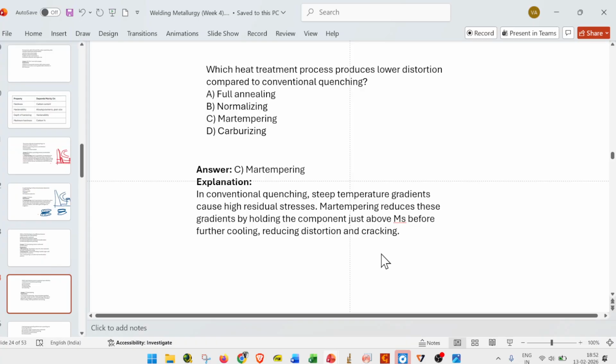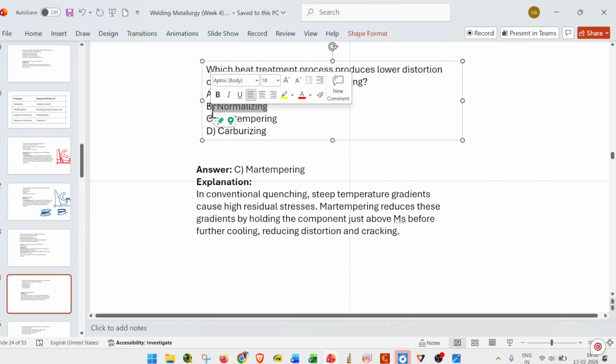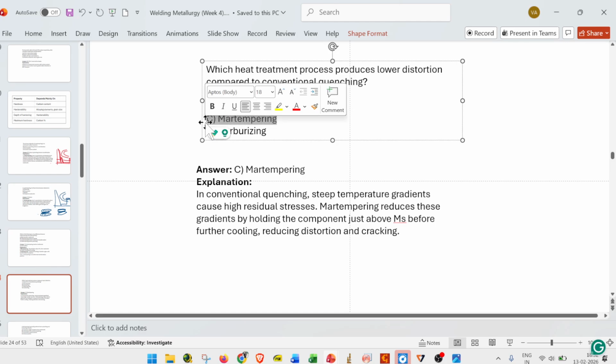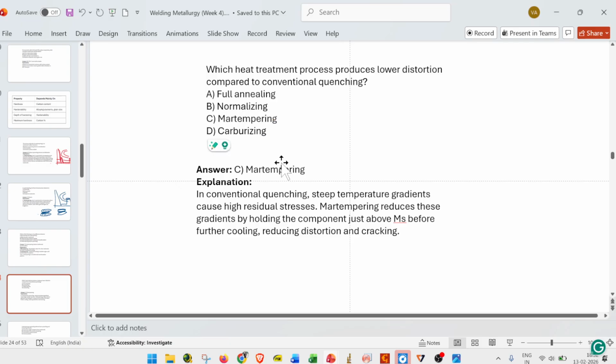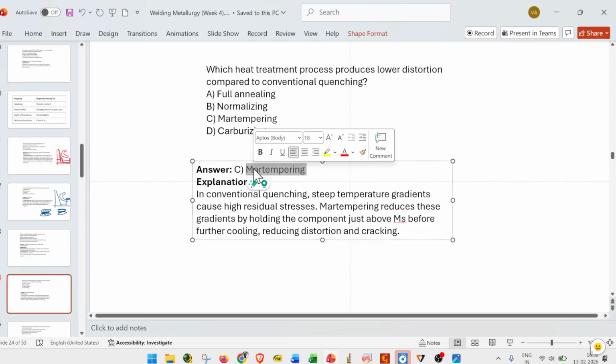Which heat treatment process produces lower distortion compared to conventional quenching? Okay, lower distortion. Which one will it be: full annealing, normalizing, martempering, or carburizing? Carburizing is a surface hardening process. Compared to quenching, we use martempering to reduce the internal stresses. So it will be the answer.